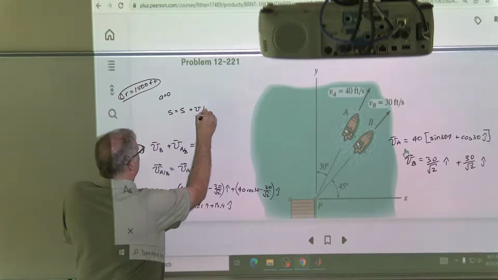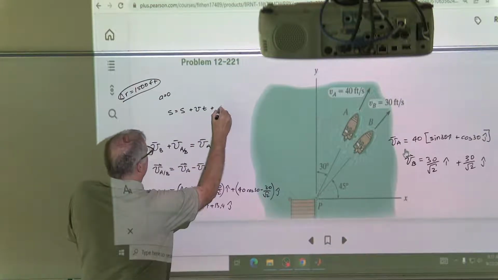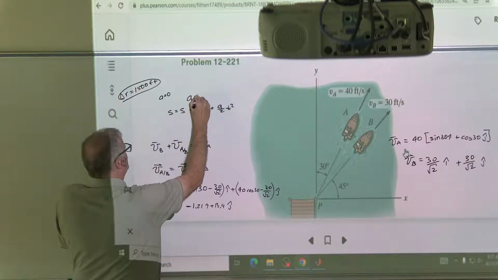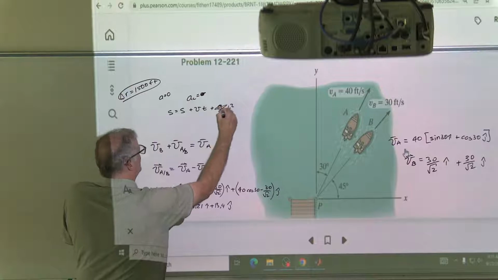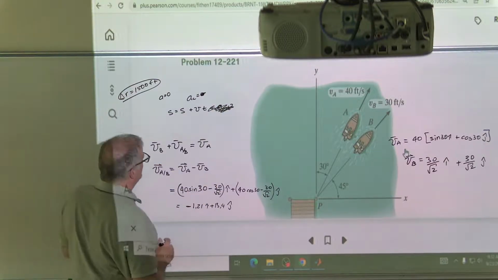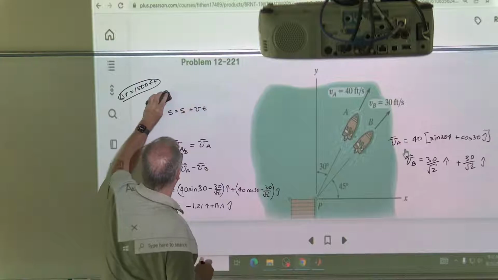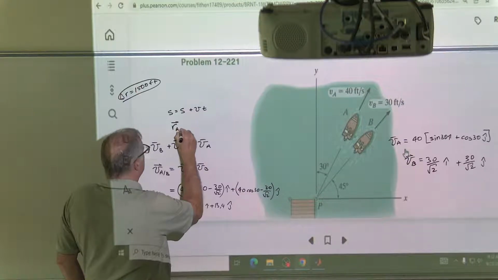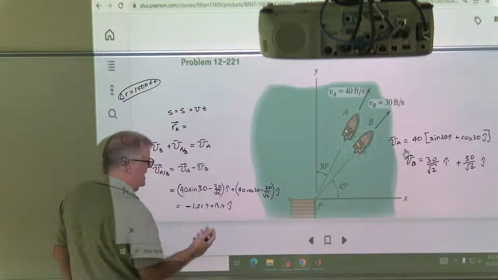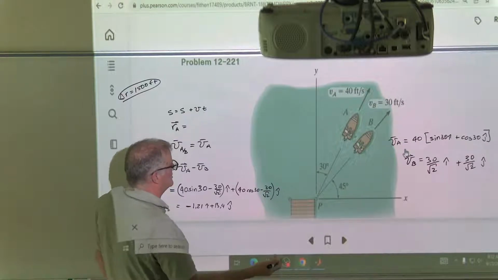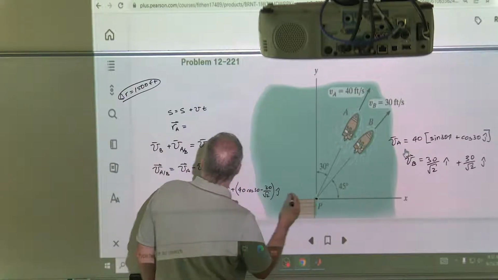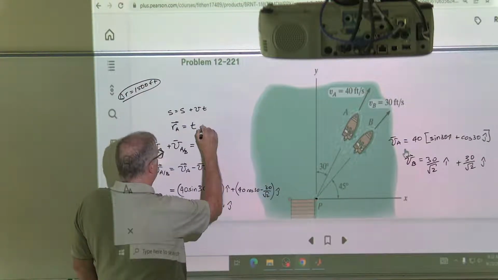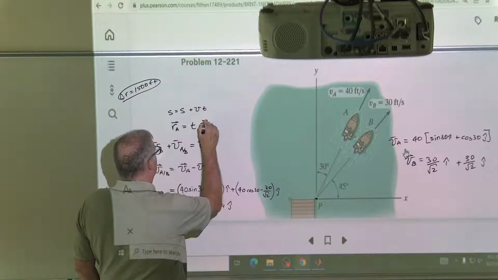Plus v naught t plus the acceleration over 2 t squared. That's the standard equation for constant acceleration. But if the acceleration is constantly 0, you've got that, which means that R, just pick one, A is equal to, and since he's drawn you to be right there, it's just going to be the time, whatever time that is, times V A.